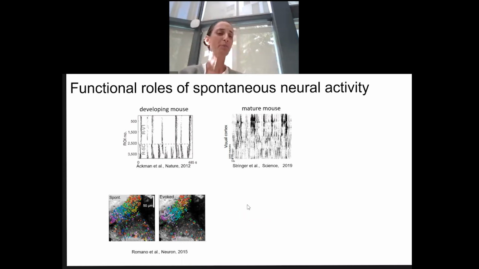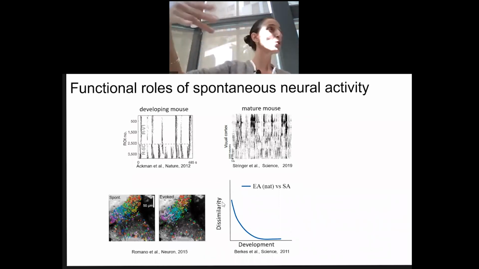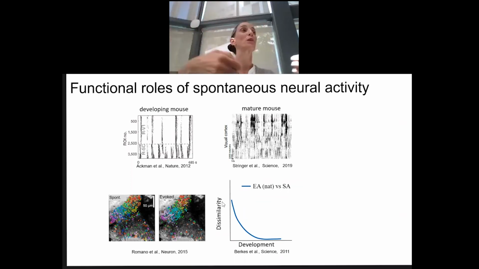People even reiterated it by saying that if that is the case, then if we take the similarity between spontaneous and evoked activity, this should go up as the animal develops, meaning the dissimilarity goes down. Because it's a Bayesian prior, if you are trained on the world, you expect your prior to be very similar to your posterior at the end, right? So the dissimilarity between the prior and the posterior will be decreasing.